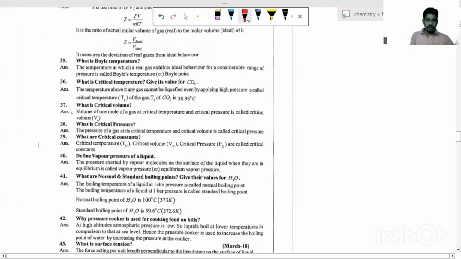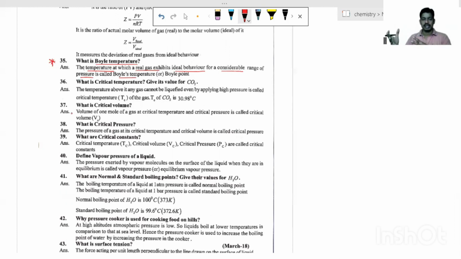Next. One more important question is, what is Boyle's temperature? The temperature at which a real gas exhibits ideal behavior for a considerable range of pressure is called Boyle's temperature. Simply you can say, the temperature at which a real gas behaves as an ideal gas is called Boyle's temperature.